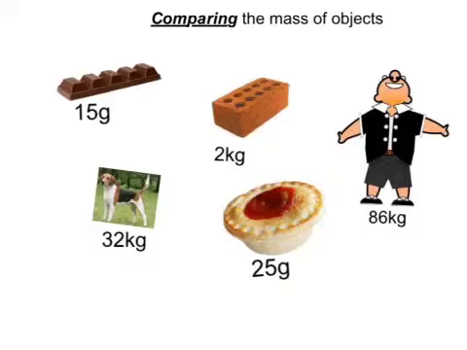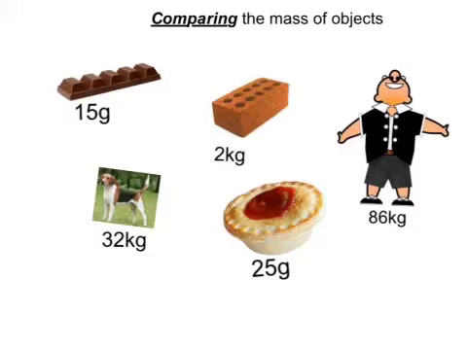We know that grams is what we use before we get to kilograms. So grams is what we use to weigh things that are smaller. It is the metric unit that we use for lighter objects. And kilograms is what we use when things get heavier. And we work our way up from there. So let's have a look. I would say that the chocolate bar for 15 grams is the lightest thing on that page.